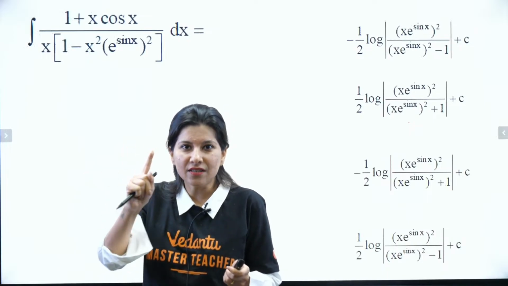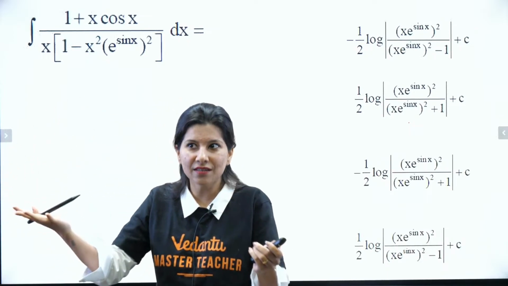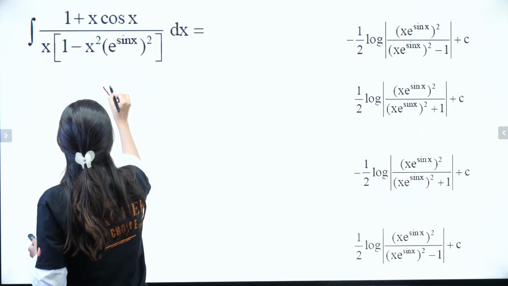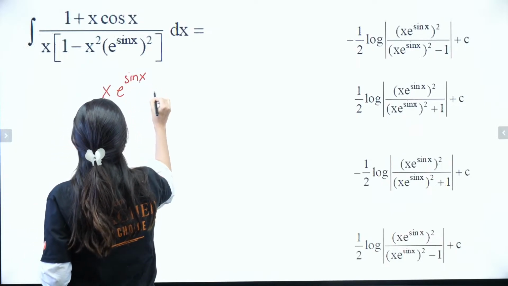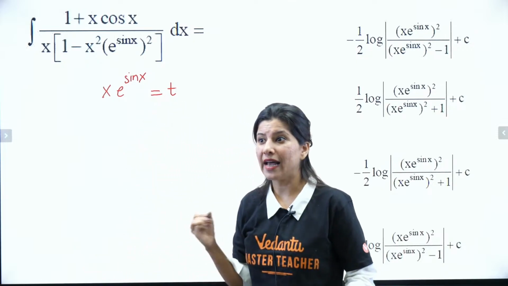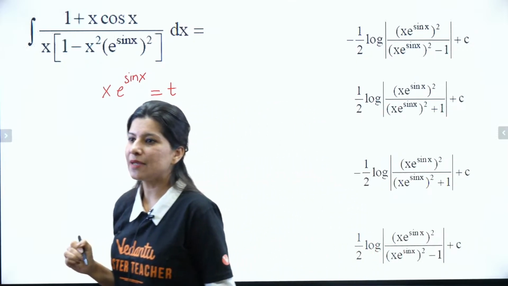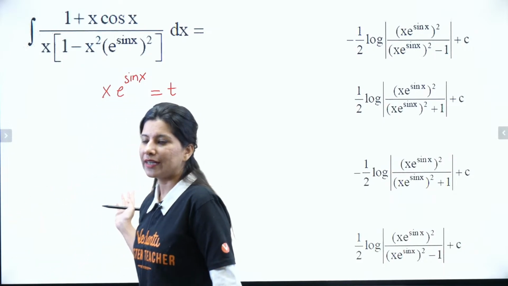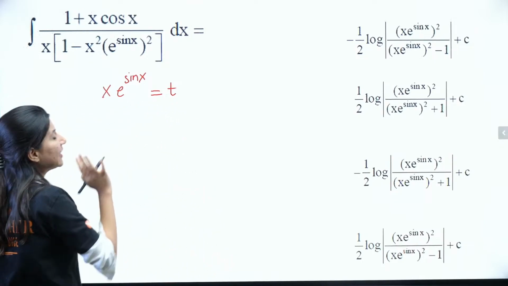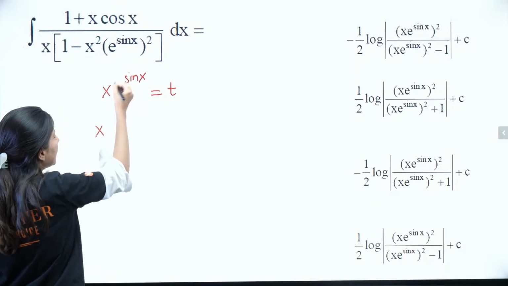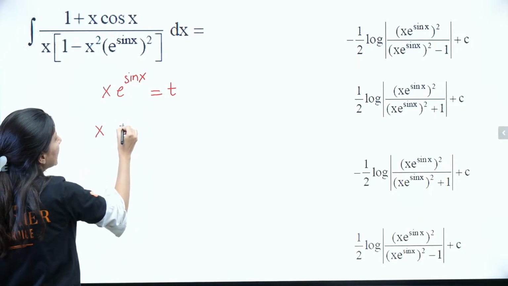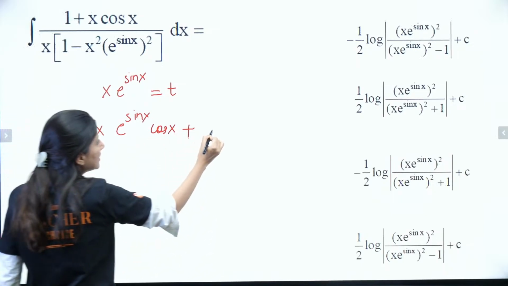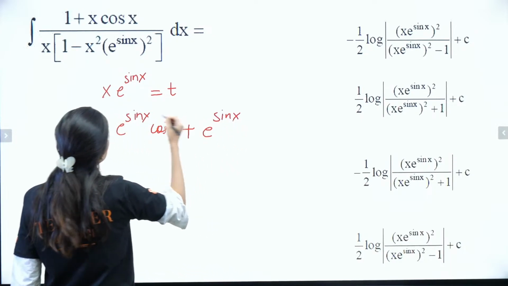Am I finding something? If I substitute this as t, the numerator becomes dt. So let us try doing that, and let us figure out this x e raised to power sin x. If I put this as t, what will happen? Yes, from next time onwards, I will not keep it white if you're facing any issues. Okay, all right, Chintu. So x e raised to power sin x is coming out as t. If x is there, x is constant, e raised to power sin x derivative will be e raised to power sin x times cos x, plus this time e raised to power sin x is kept constant, right?